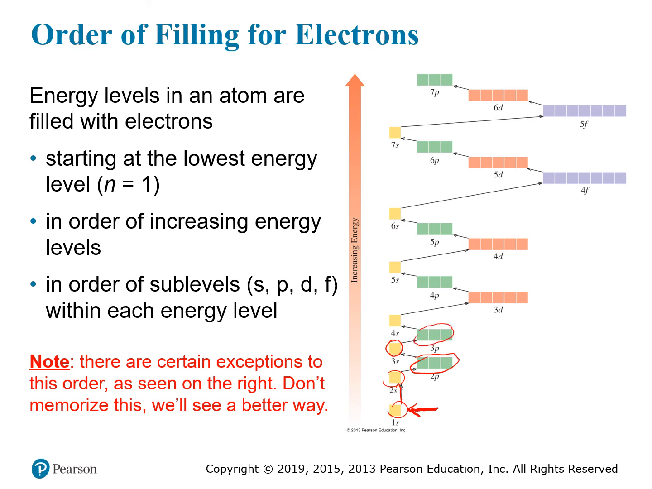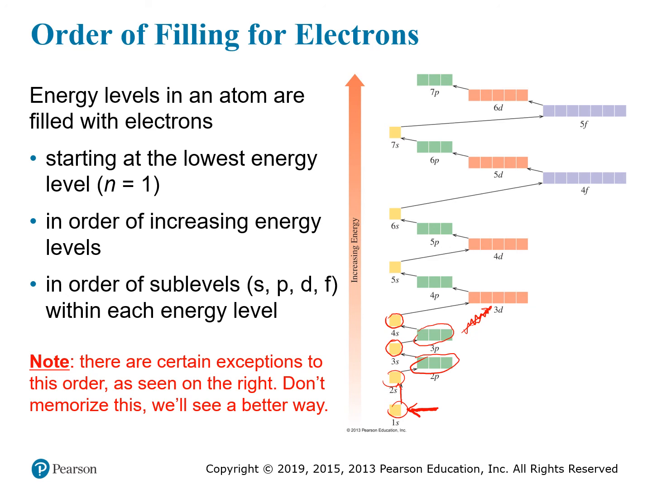And then there should be a 3d sublevel, because n equals 3, so there are 3 sublevels: s, p, and d. But it doesn't go directly to the 3d sublevel after 3p. Instead, the 4s is actually a little bit lower in energy than the 3d. And so the next electrons after 3p go into the 4s orbitals.